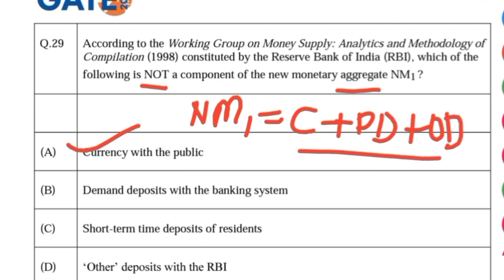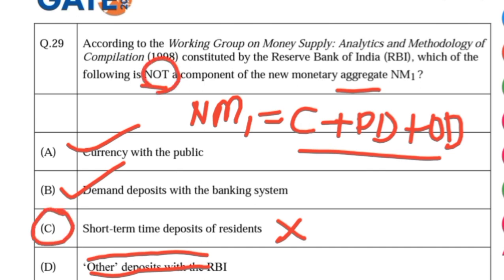So this is C, it is correct. Demand deposits with the banking system, it is also correct. Short term time deposits of residents, it is not correct. Other deposits with RBI, this is also correct. Okay, so we are being told to find the one that is not a component. That means option C must be correct.